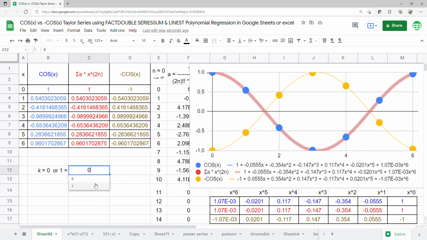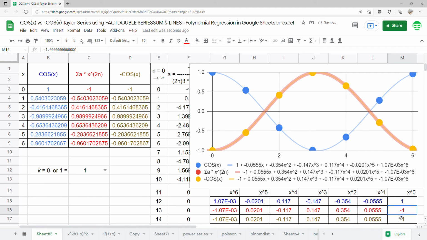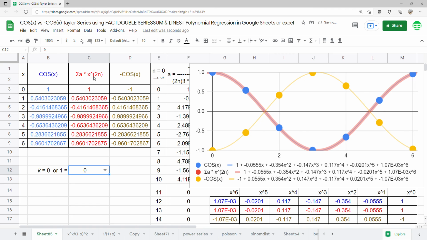If you toggle this to 1, these values are exactly the same. And their data sets are almost the same, because this is only an approximation, but they're close. If k equals 0, it is positive cosine. These values are almost the same. There's an error here. And their polynomial regression coefficients are also the same. This completes the use of the SERIESSUM function and the LINEST function to generate the Taylor polynomials of cosine and negative cosine.